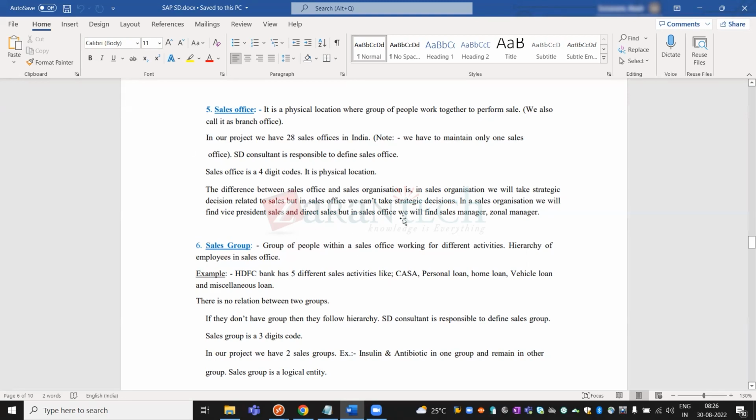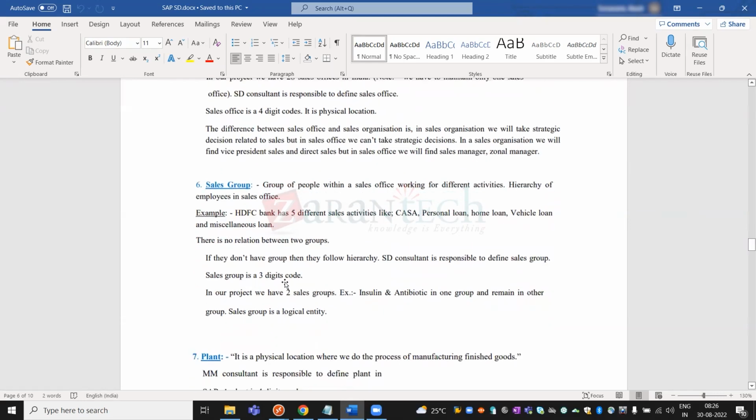Your business can be of any kind. Suppose your business is mobiles, or any other food business, or any other pharma business. Certain people need to work in your sales office. Those people will take care of your daily business. Those people will come under the sales group, and it is a 3-digit code basically.